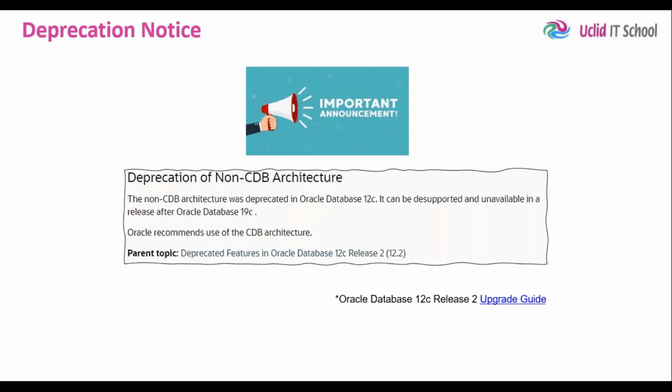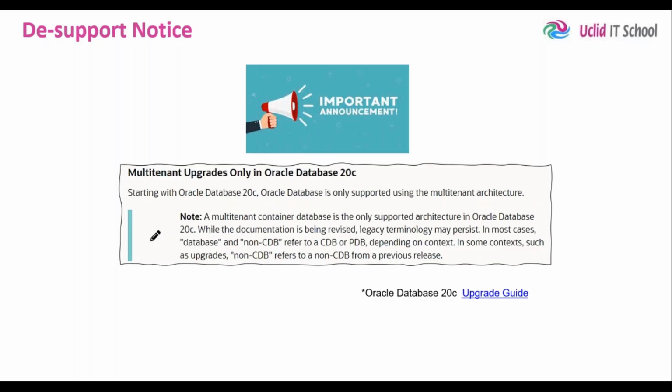As they mentioned, starting 20c, they are desupporting non-CDB architecture, which is again explicitly stated in the 20c upgrade document. Desupport notice. Earlier it was a deprecation notice, now it is a desupport notice in 20c. What is the statement? Starting with Oracle 20c, Oracle Database is only supported using multi-tenant architecture. So the writing is clear, and going forward it is only multi-tenant architecture.